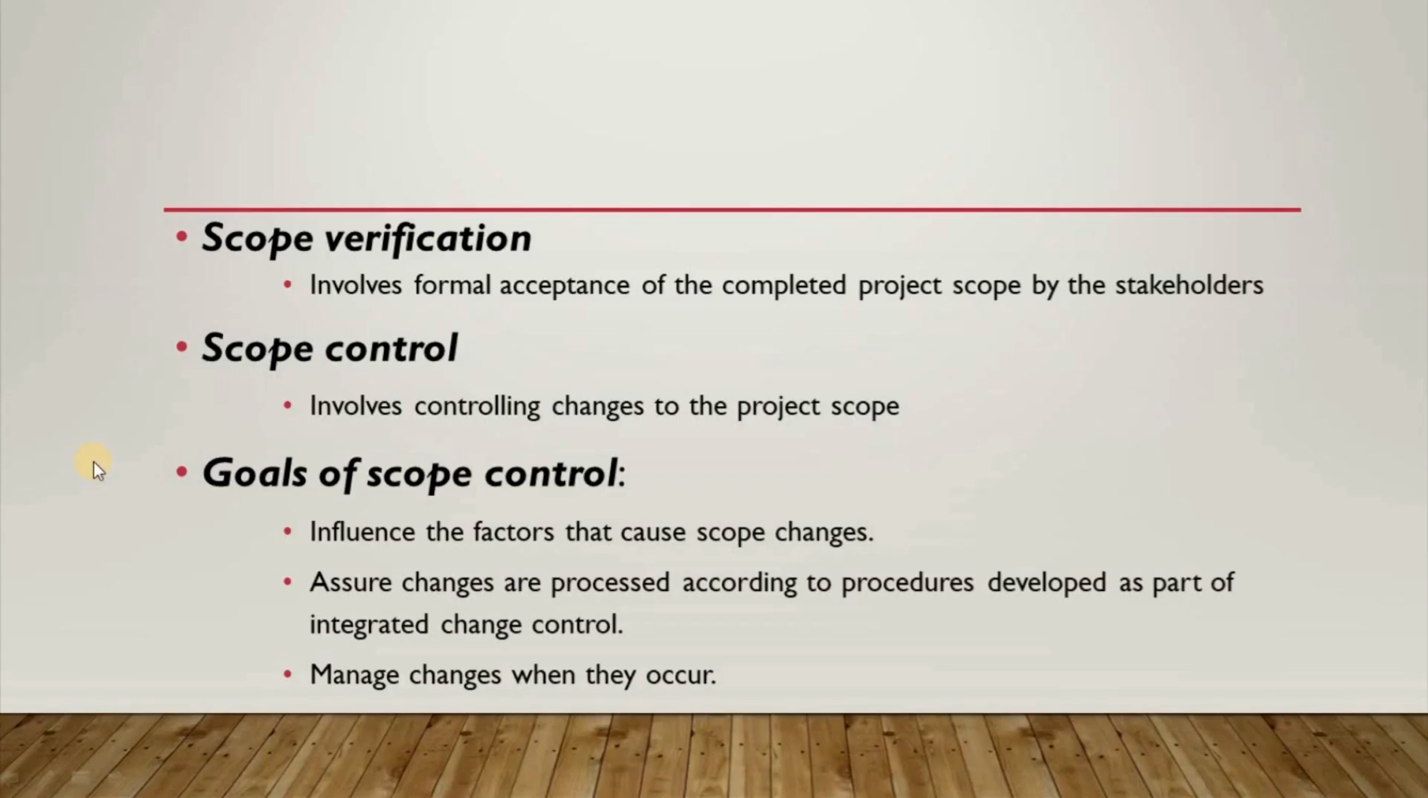Goals of scope control: influence the factors that cause scope changes. Assure changes are processed according to procedures developed as part of integrated change control. Manage changes when they occur. Good scope control allows the changing and adding of critical tasks without adding unnecessary items or items that would be best suited for a later version, that if added could cause a project to miss its critical deadlines.